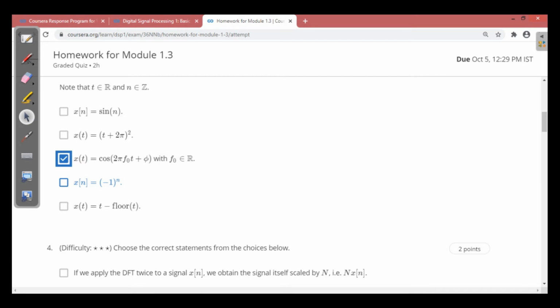So the next one is x[n] is minus 1 whole power n. Now see this one. When you are writing this as a sequence, I will start at n equal to 0 onwards. Minus 1 power 0 is simply 1. Next, n is 1, it is minus 1. n is 2, 1. Then minus 1, then 1, then minus 1, then 1, and so on. Now see the amplitudes of the signal x[n]: 1, minus 1, 1, minus 1, 1, minus 1.